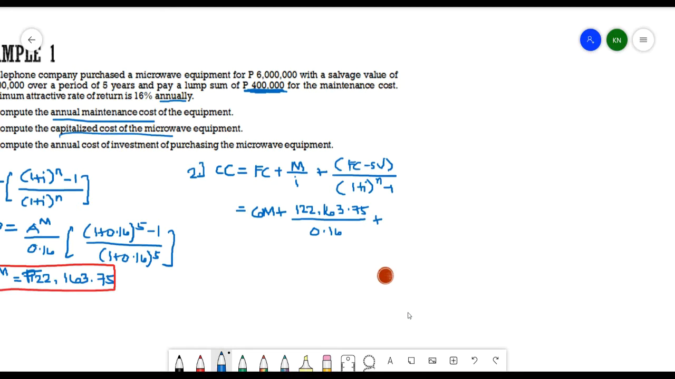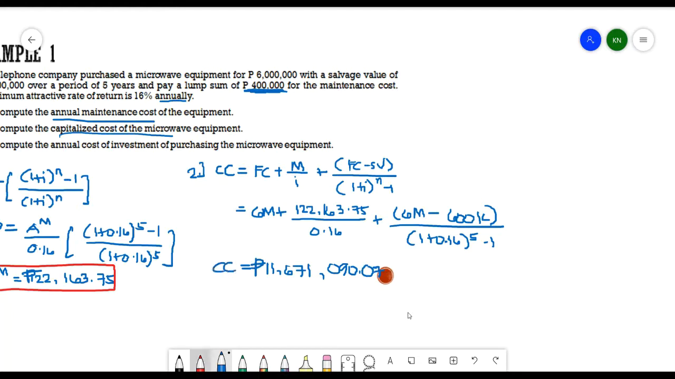So we have here FC is 6 million minus our SV, which is 600K or 600,000, all over 1 plus 0.16 raised to n, which is 5 minus 1. So calculating this one, you'll get the result of 11,671,090.07 centavos. This is in peso. So this is now our capitalized cost.